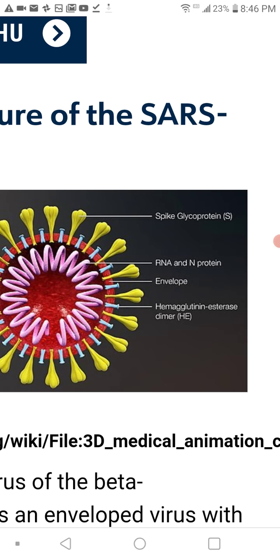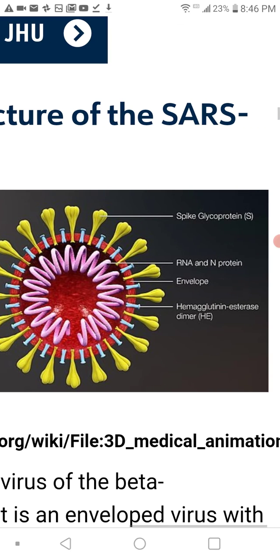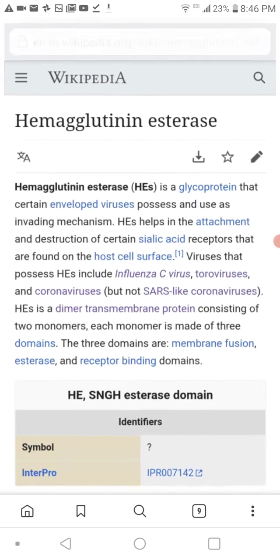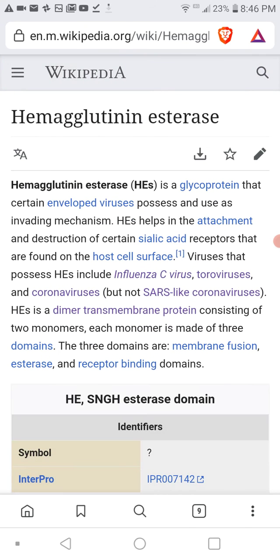is trying to be hidden, and I do not know why would Wikipedia say that no SARS virus has hemagglutinin-esterase dimers. That's what it says. No SARS-like virus has hemagglutinin-esterase dimers. Viruses that possess hemagglutinin-esterase include Influenza C viruses, toroviruses, and coronaviruses, but not SARS-like coronaviruses.